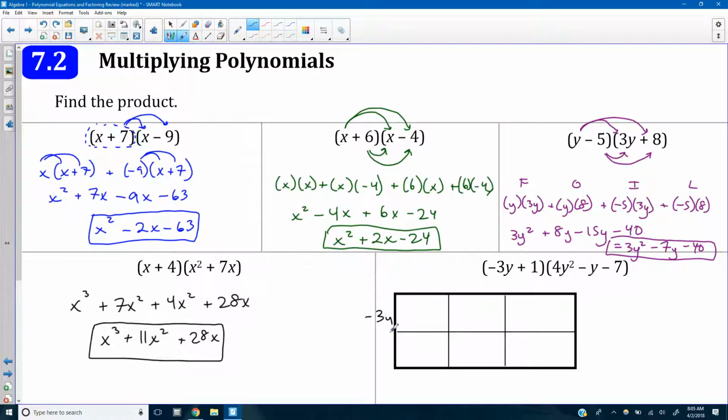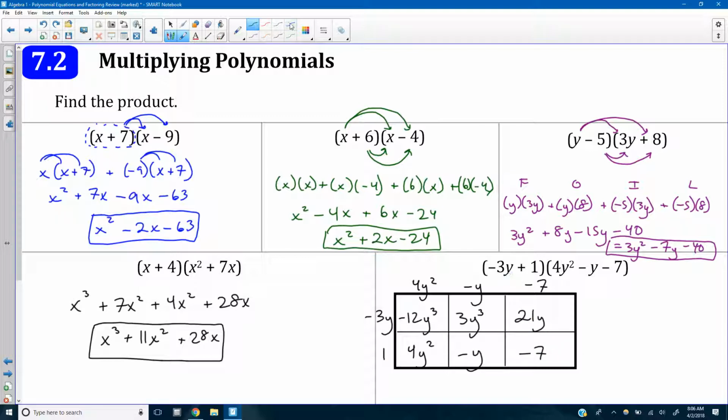So I have negative 3y plus 1 multiplying with 4y squared minus y minus 7. Negative 3 times 4y squared is negative 12y cubed. 4y squared times 1 is 4y squared. Negative 3y times negative y is a positive 3y squared. Negative 3y times negative 7 is positive 21y. Negative y times 1 is negative y, and negative 7 times 1 is negative 7.